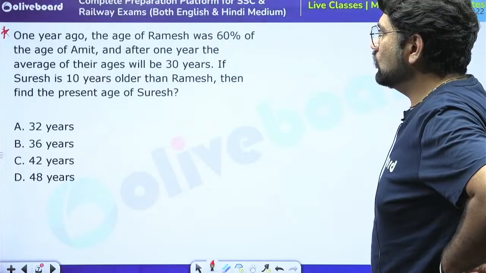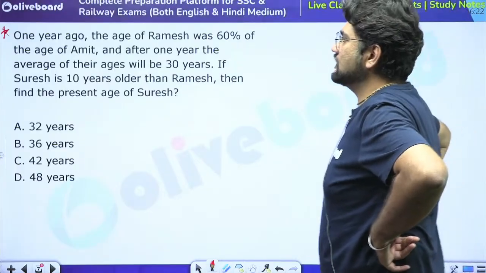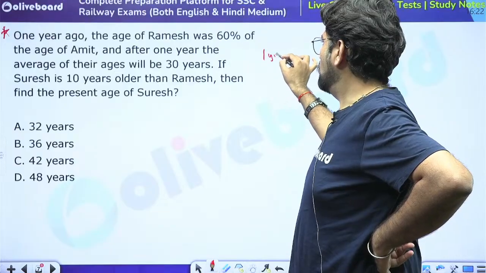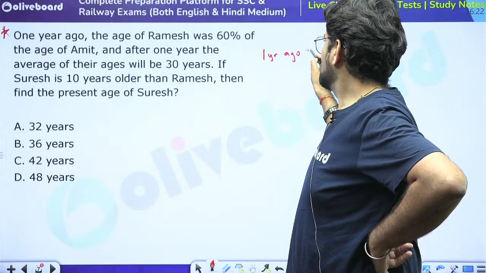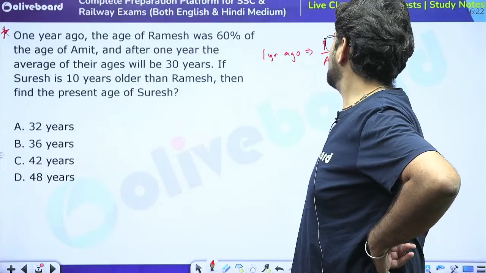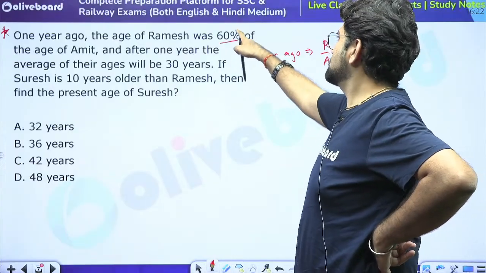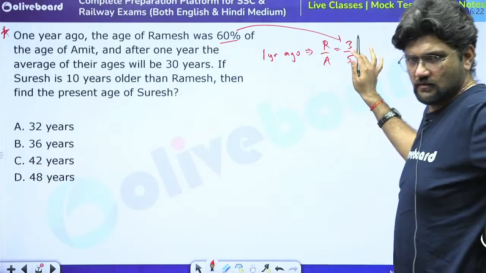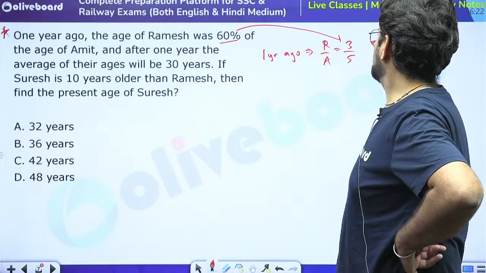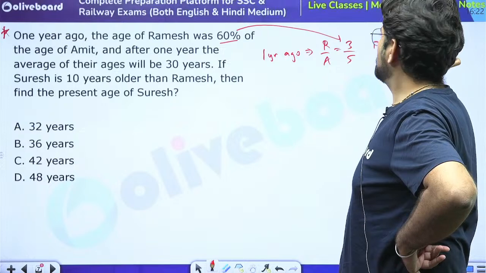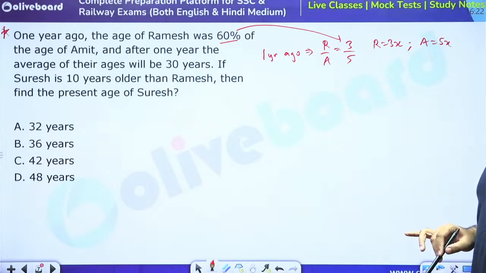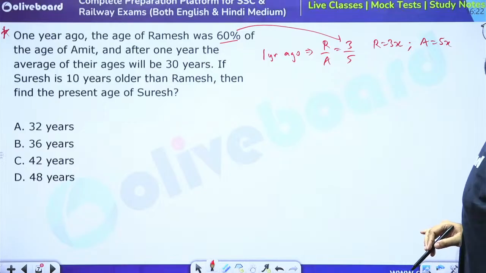So 1 year ago, the age of Ramesh was 60% the age of Amit. Let's start like this only. 1 year ago, the ratio of ages of Ramesh and Amit will be what? 3/5. Why 3/5? Because 60% is 3/5. I think that much you know. I don't have to explain. So I can say Ramesh's age is 3x and Amit's age will be 5x. Fair enough? Okay.